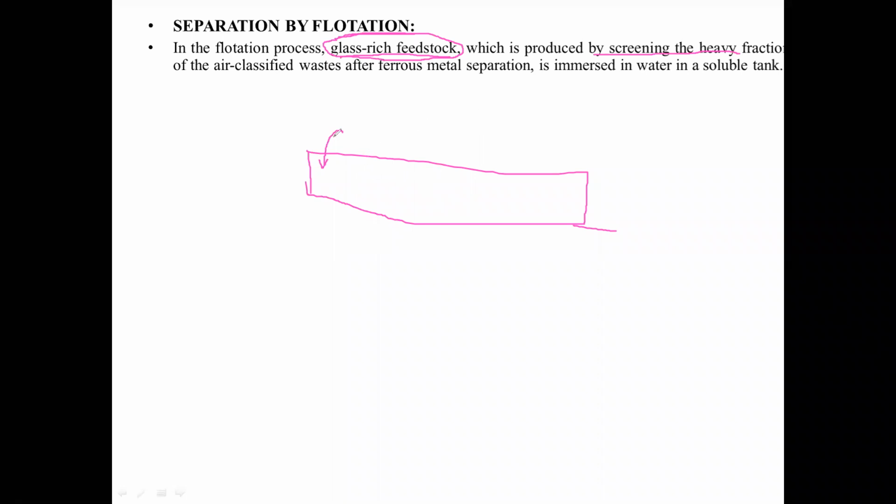Then again, if you use an air blow separation system, the material is heavy enough that it cannot be removed, and it also does not have any ferrous metal property, so it cannot be separated easily. So what we do in this floating technique is that the glass rich feedstock is produced by screening of heavy fractions of air classified waste, or material separated from ferrous metal segregation, that is, magnetic segregation.